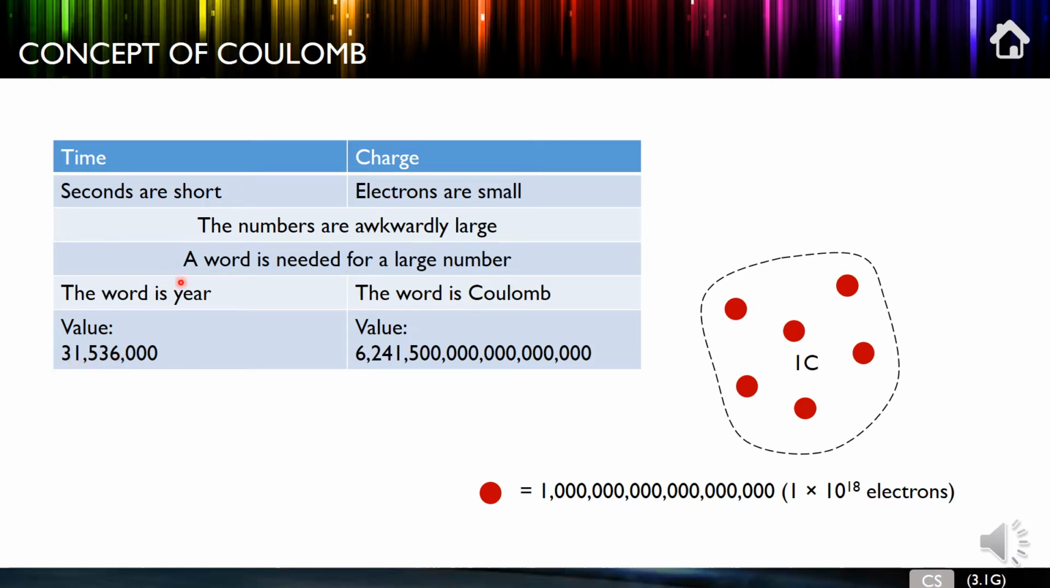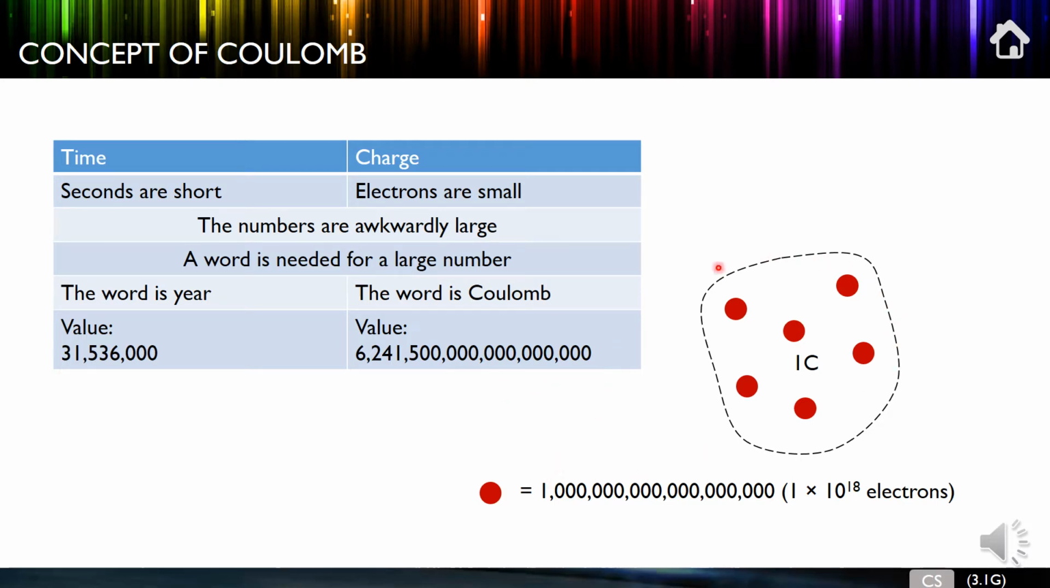It would be awkwardly large, and we have all sorts of words for time, months, fortnights, and so on. So hopefully you can see it's essentially the same problem. The numbers are awkwardly large, so a word is needed for a large number, and in the case of electricity, that word is coulomb. It's named after a French scientist, and this is the value he came up with.